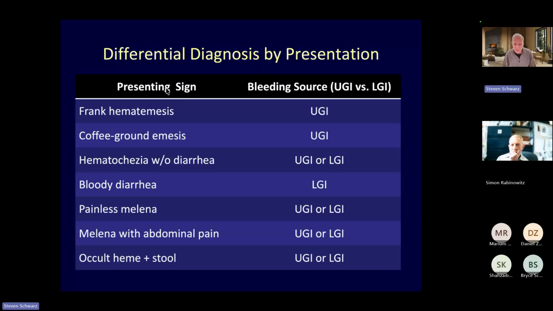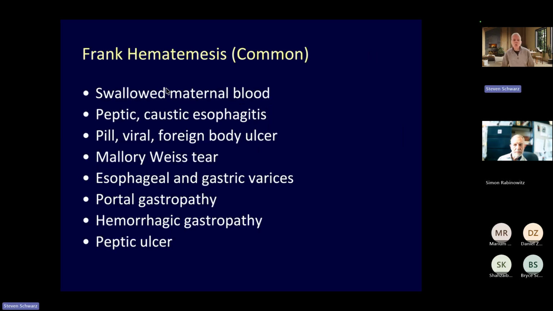It is going to be identified by presentation: frank hematemesis, coffee ground emesis, and bloody diarrhea. For all the others, it can be either upper or lower. What are the causes of frank hematemesis?